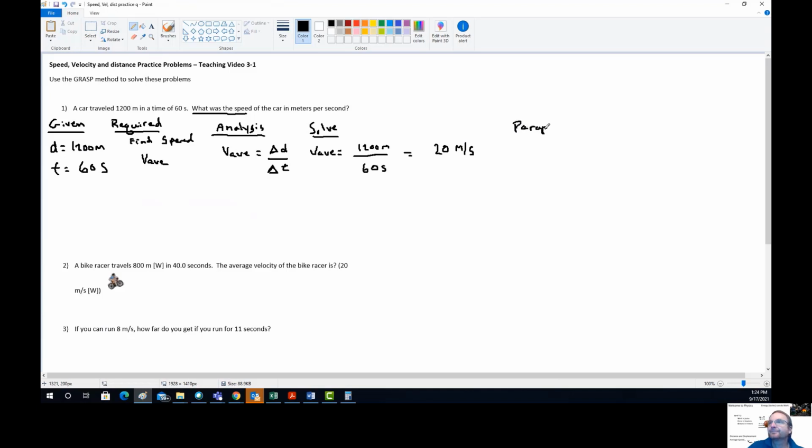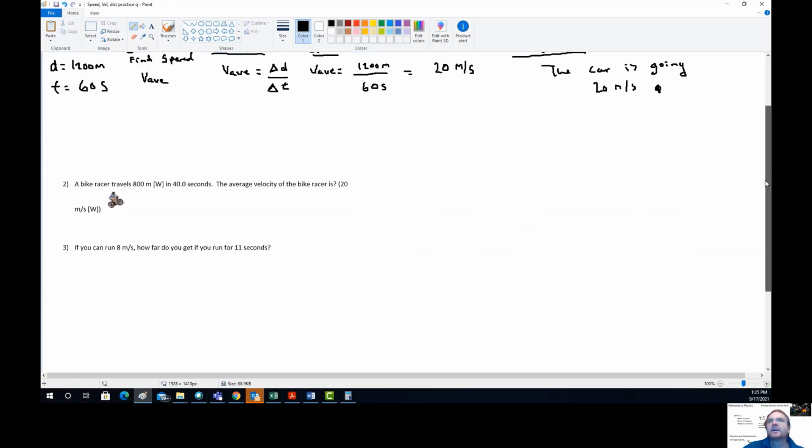Paraphrase. The car is going 20 meters per second. It helps you make sure it makes sense. When you write your sentence, are you giving the answer they want? Period. All right, let's look at this next one. Again, same process. Given, required, do some analysis, figure out the formula, solve it, plug it in, write a sentence.